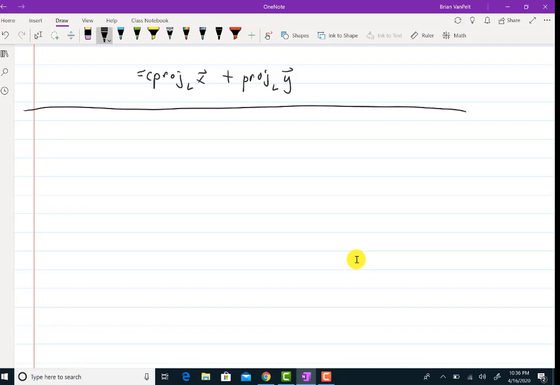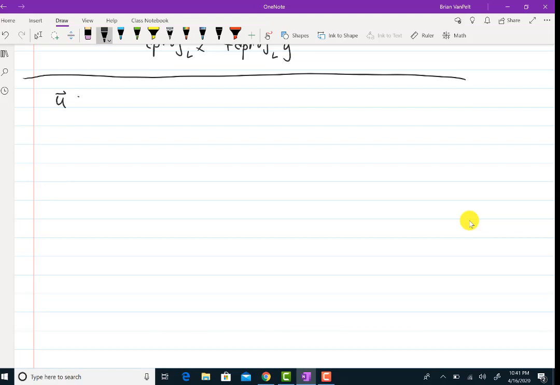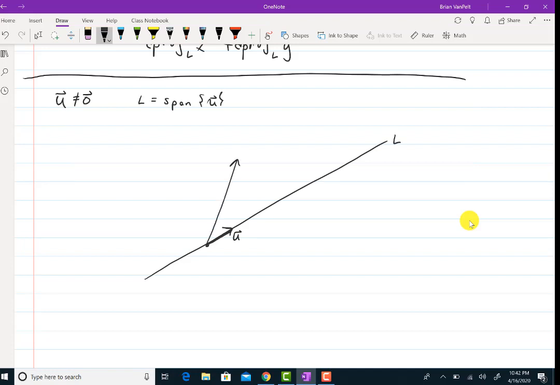That way you can see that that is a linear transformation. Here is our inspiration. I want to start with a vector that's not equal to the zero vector, and I want to let L equal the span of that vector. So let's say L is there. And then we'll say u is maybe just up to there. And then let's have y. And then it's going to project onto L like so.